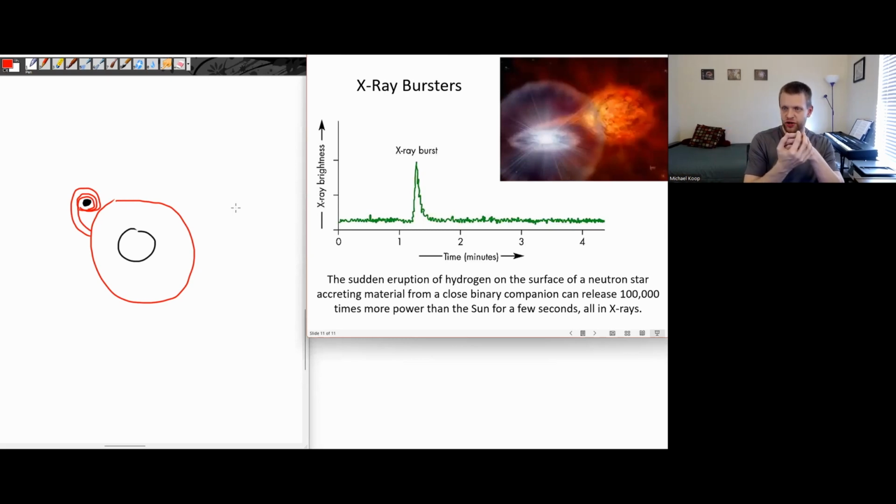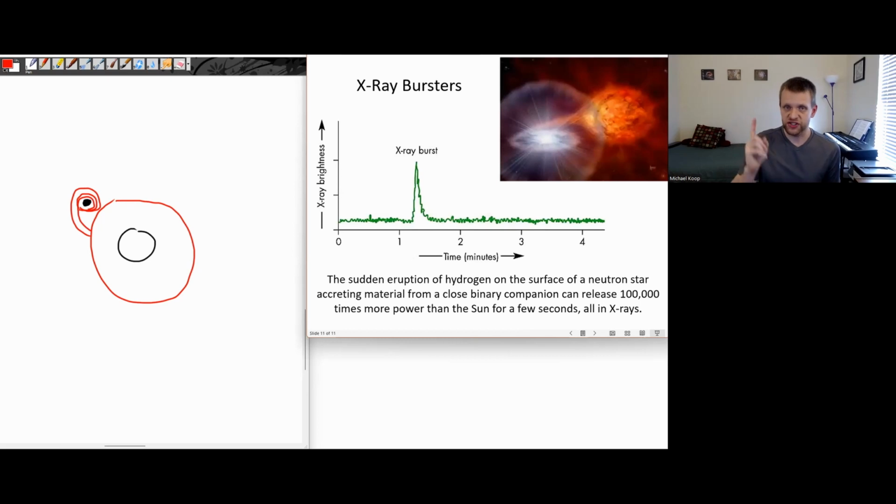When material is pulled onto these neutron stars, again, it's hitting the surface of the neutron star going at around 70% the speed of light, going really, really fast. And again, in a similar fashion to the white dwarf novas that we talked about, when some of that captured hydrogen falls onto the surface, we can get a strong burst of hydrogen fusion on the surface, and we get these X-ray bursts. So this eruption of hydrogen fusion on the surface can release 1,000 times more power than the sun in just a few seconds, all in X-rays.